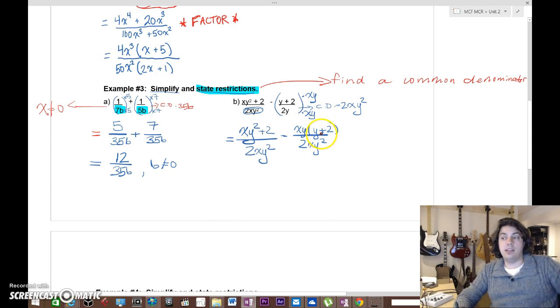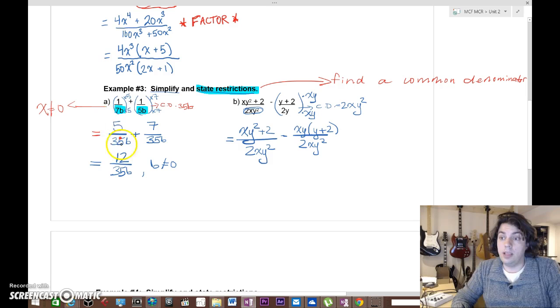I hope that makes sense. We did the same thing we did here. Here we made a common denominator by multiplying by 5 over here and by 7 over here, and we multiply the bottom and the top by the same number. We did the same thing here, but here we want the common denominator to be 2xy squared, so I had to multiply the bottom by xy and the top by xy.